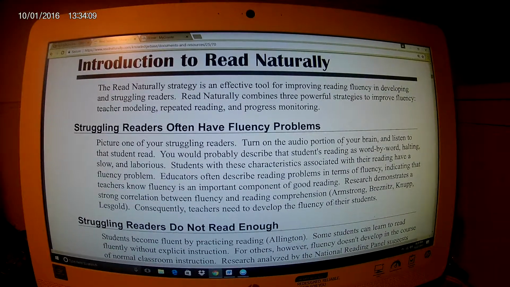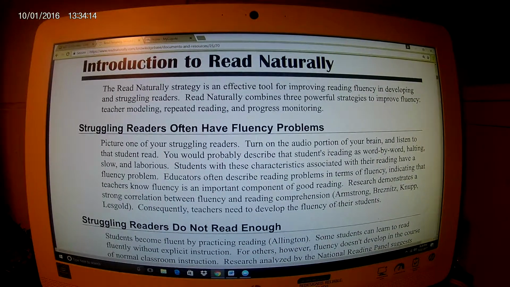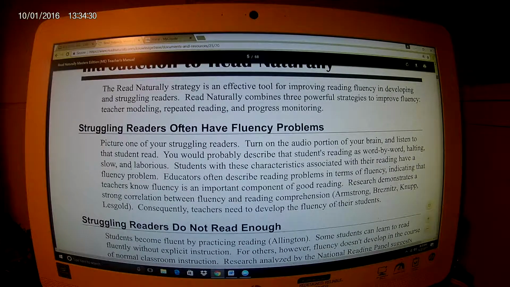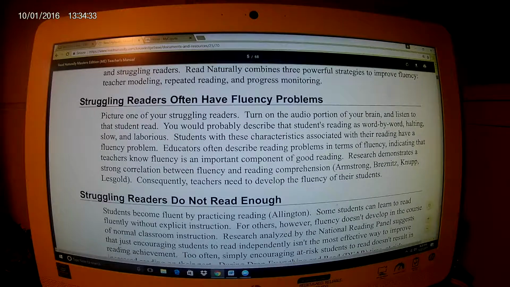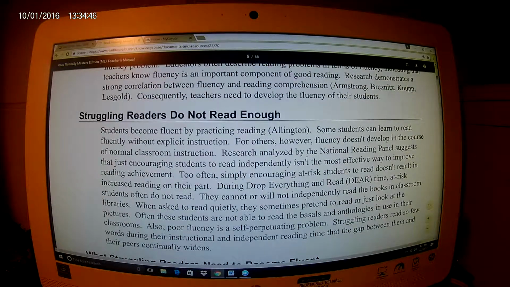Struggling readers often have fluency problems. So it says right here, picture one of your struggling readers, turn on the audio portion of your brain and listen to that student read. You would probably describe that student's reading as word by word, halting, which is pausing, slow, and laborious. Students with these characteristics associated with their reading have a fluency problem. Educators often describe reading problems in terms of fluency, indicating that teachers know fluency is an important component of good reading. Research demonstrates a strong correlation between fluency and reading comprehension. Consequently, teachers need to develop the fluency of their students.